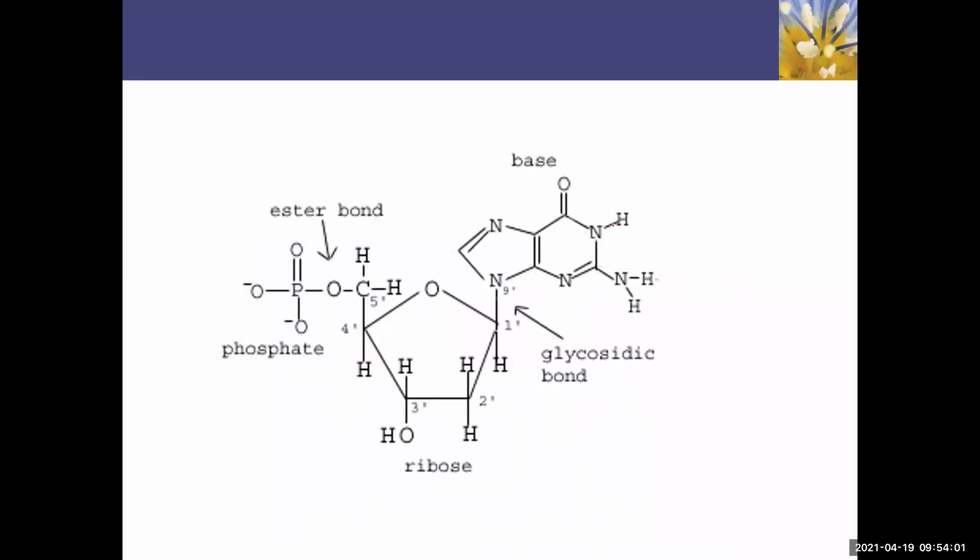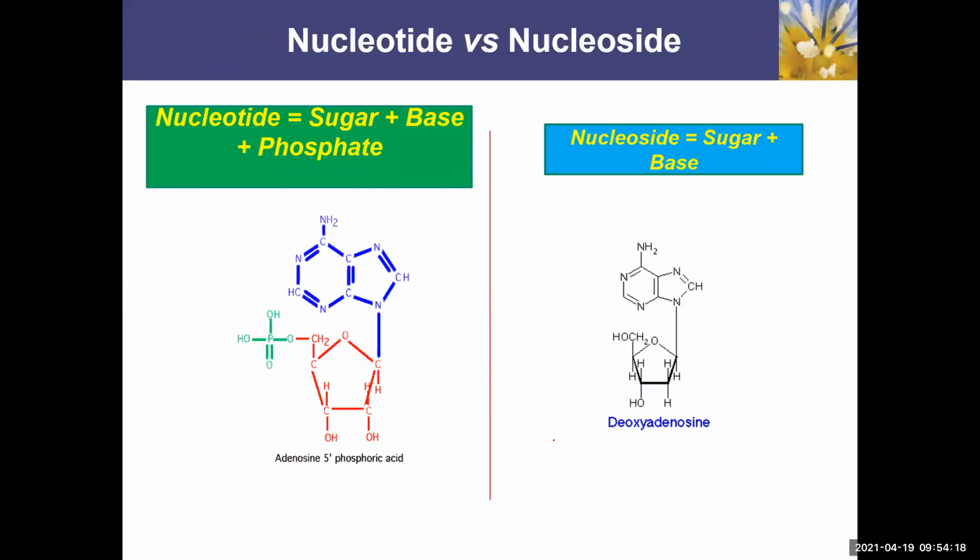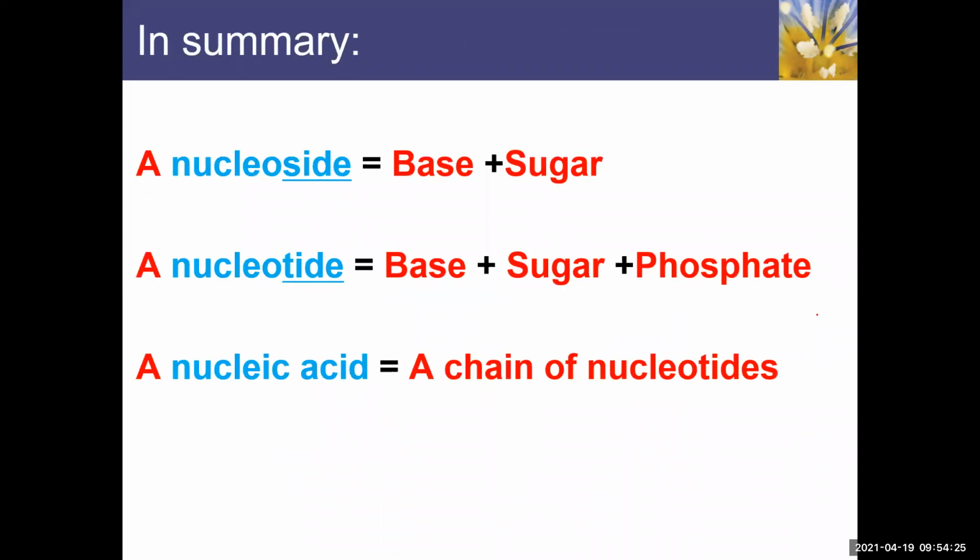This is a typical structure of a nucleotide: a base with a glycosidic bond shown over here, an ester bond between the phosphate and carbon number 5, and the ribose sugar. Now, the nucleotide and nucleoside difference: a nucleoside is sugar and base, and a nucleotide is sugar, phosphate, and base.